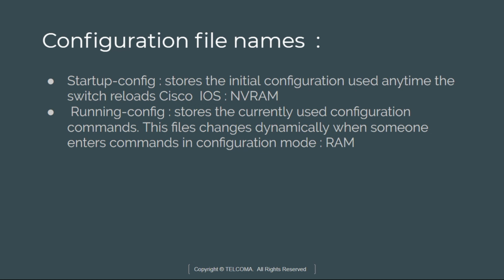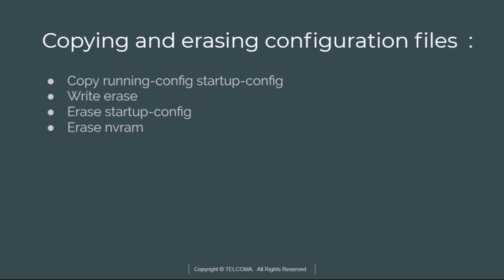So we have configuration file names. Startup configuration is the initial configuration used anytime the switch reloads. It is stored in NVRAM. Running configuration stores the currently used configuration commands. This changes dynamically when someone enters configuration mode, and it is stored in RAM.